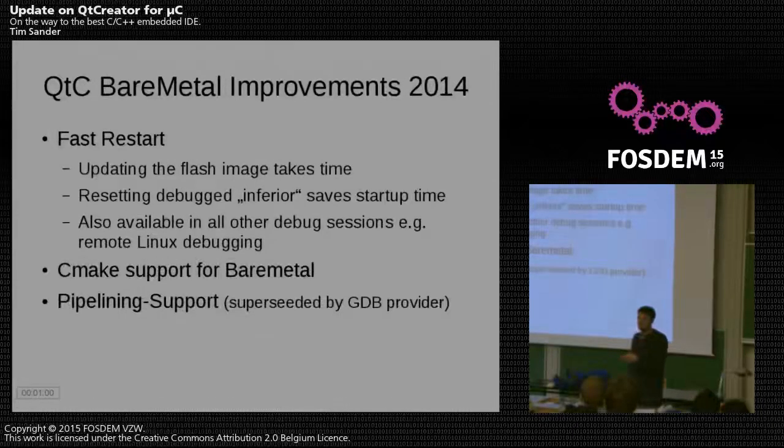So for remote Linux, where you have an SSH connection to your device, this might also help in starting up a little bit faster. But it's not so crucial because most single board computers with Linux have gotten so fast that it doesn't matter too much anymore. But it's available anyhow. Okay, CMake support has been enabled for the BareMetal plugin, and there's been pipelining support, which has been superseded by the GDB provider. I'll talk about that in a moment.